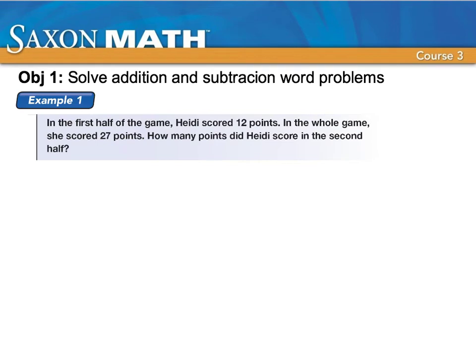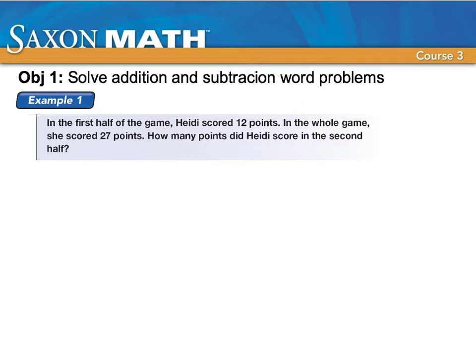So we've got our first objective and our first example. This is the only objective for the lesson, so make sure you get it written down. It's to solve addition and subtraction word problems. Now I'm going to go right into the example. If you need to pause the video to get that written down first, go ahead. Otherwise, we'll continue. It says in the first half of the game, Heidi scored 12 points. In the whole game, she scored 27 points. How many points did she score in the second half?